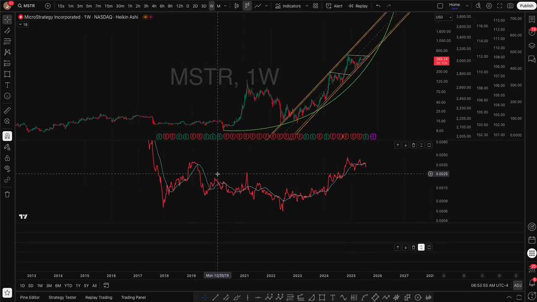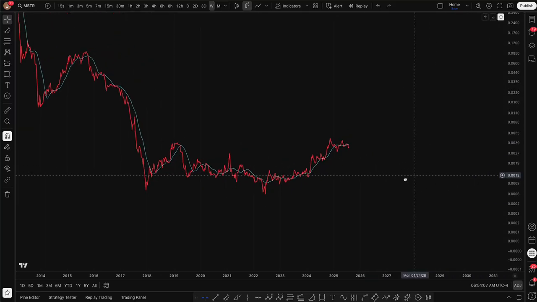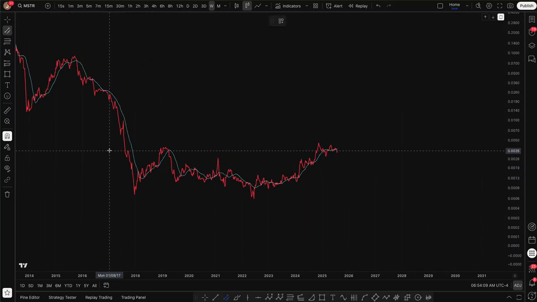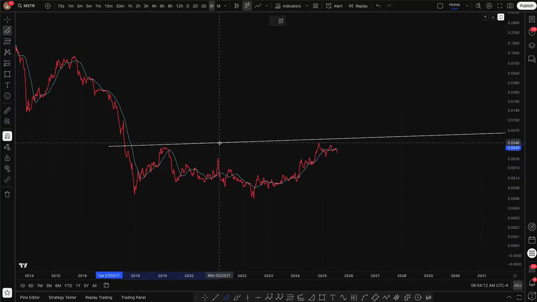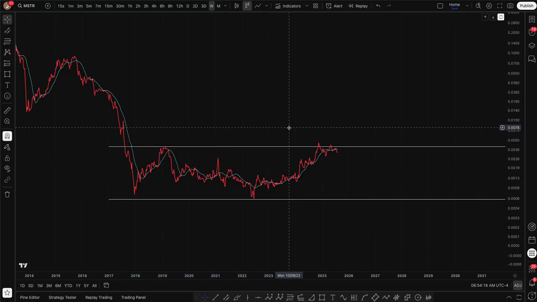ever since MSTR started buying Bitcoin, I think it was right around August 2020, which is right here, we can maybe take a look at their performance against Bitcoin, right? And so what we can do is maximize the screen and put some drawings here just to get a general sense of what MSTR has been doing.